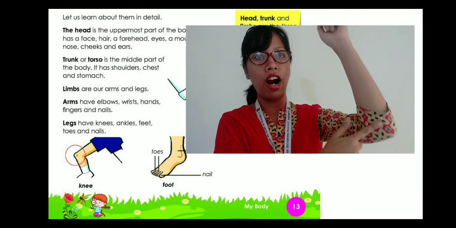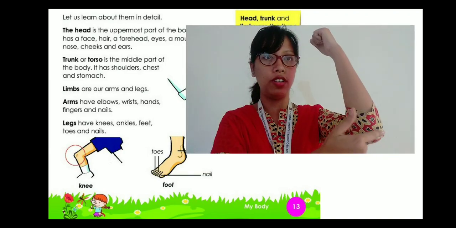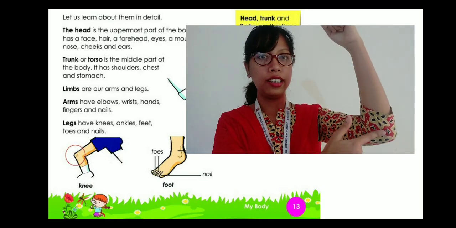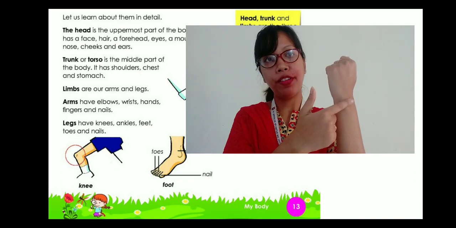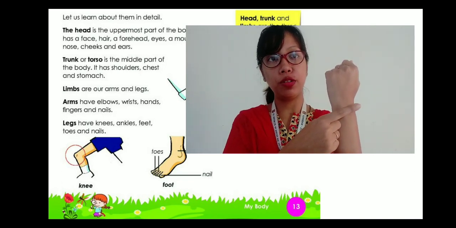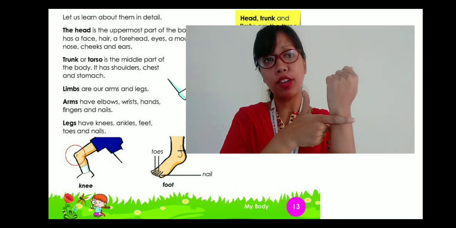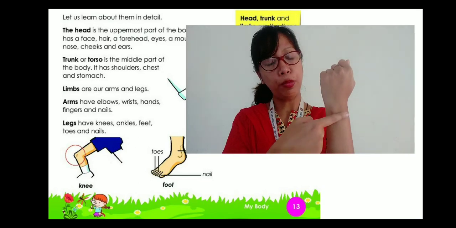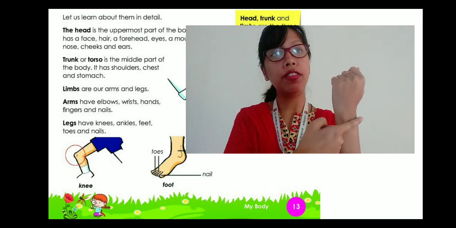Yes. Now the arm includes elbows. So these are the elbows. Then we have the wrist. Your mother, father, even we used to wear the watch here, right? Why is it called a wrist watch? Because we put it on the wrist, right? This is the wrist part. That is why it is called the wrist watch.